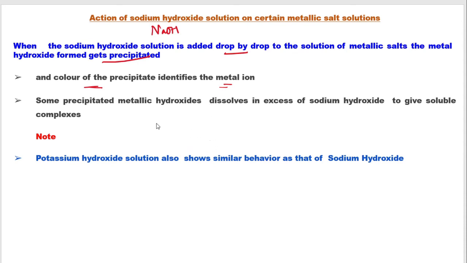Now I'm discussing sodium hydroxide solution, but instead of sodium hydroxide solution, you can also use potassium hydroxide solution. Both behave in a similar fashion. Now we will discuss the various metal ions on reacting with sodium hydroxide solutions.